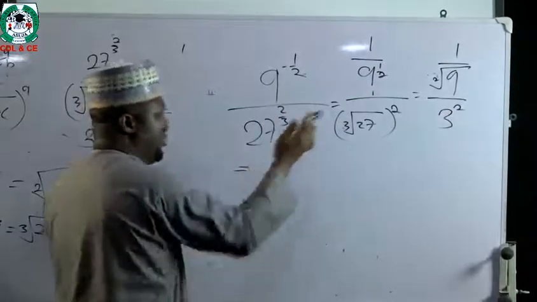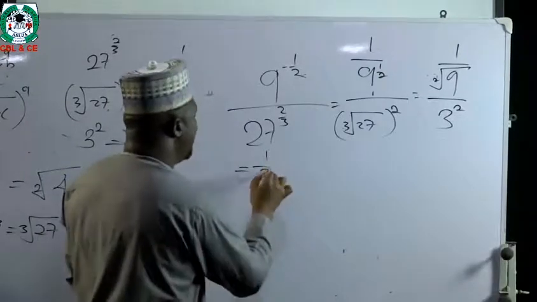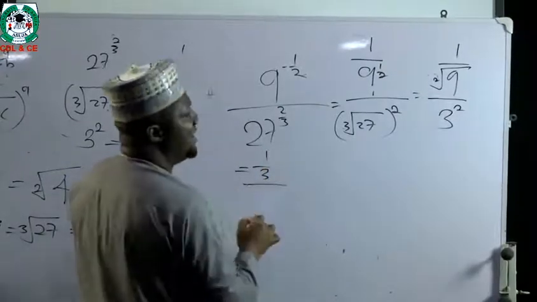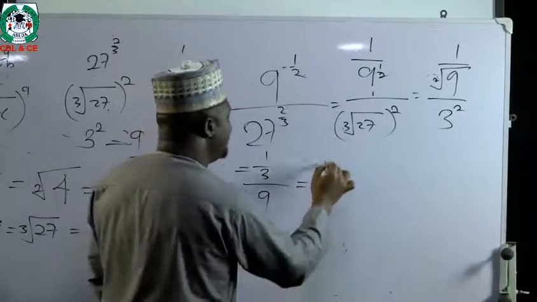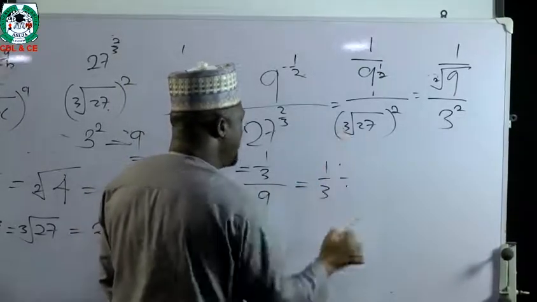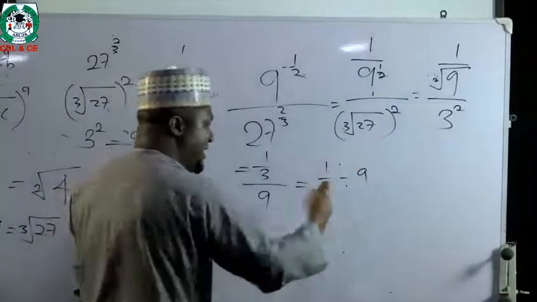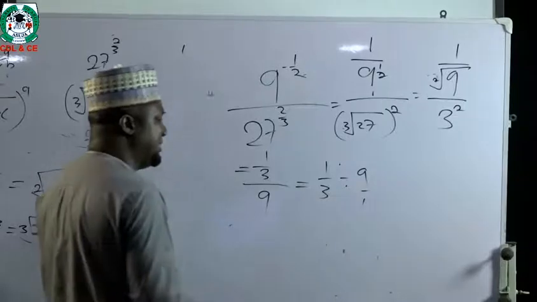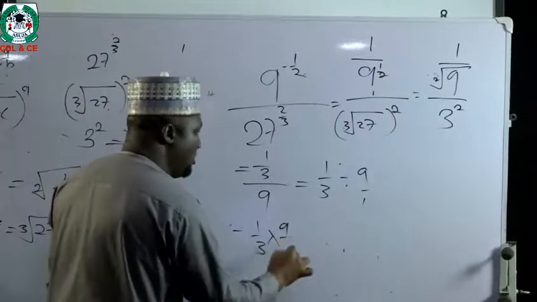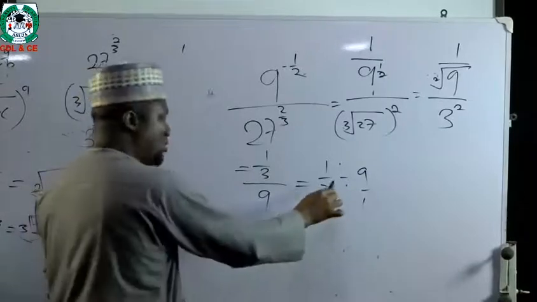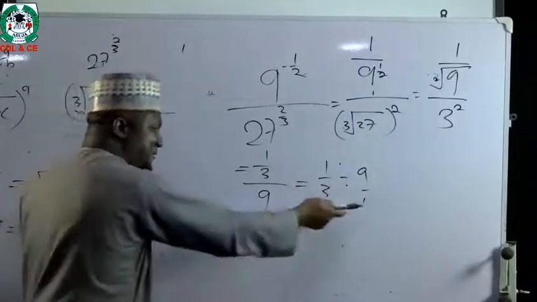Then similarly, if we proceed this way, this is 1 all over 3 all over what we have here, which is 9. Then similarly, this is 1 all over 3. We can write it like dividing by what? 9. And when you are dividing two fractions, because the 9 is over 1, there is what we call inversion. This becomes 1 over 3 times 9 all over what? 1.